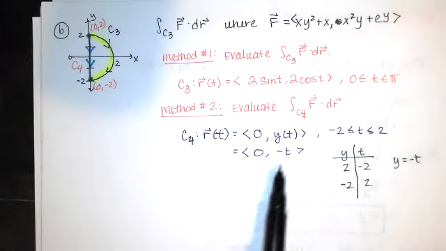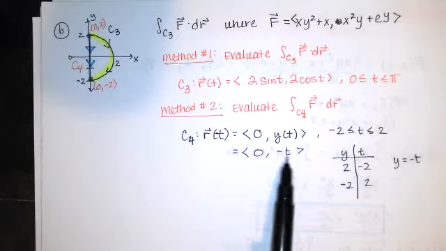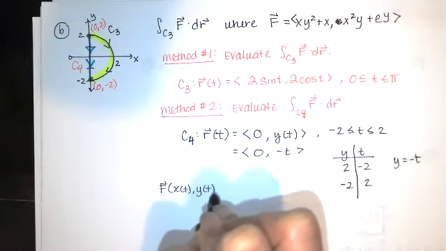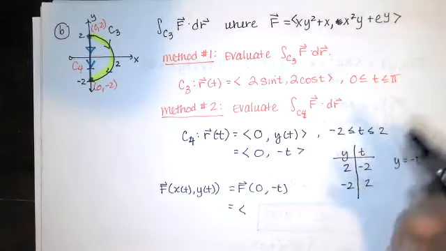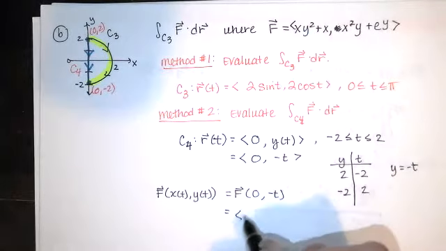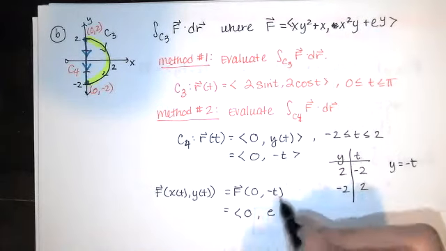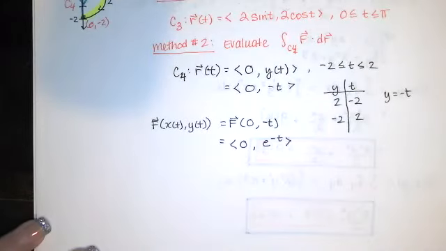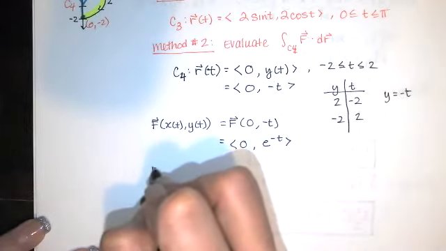Then I would just need the field in terms of this parameterization. Gets rid of a lot because there's no x's. There's just y's being replaced by -t. So let's find f of x of t, y of t. So that's f of 0 and -t. Well, if x is 0, that's 0. And if x is 0, that's 0 plus e to the y. And y is -t. So my field is literally e to the -t times j hat. Very, very simple. Now I just need to take this and dot it with r prime.